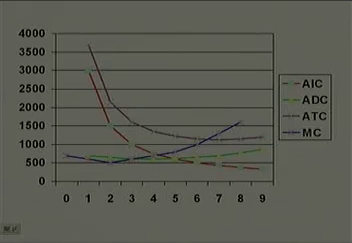Now this was as far as dealing with numerical problems is concerned. The same thing you can see in graphical manner. I have plotted the different values of AIC, different values of ADC, different values of ATC, and finally different values of MC. You may find that none of them are following a linear pattern. They are all following a non-linear pattern, and that is why we call them non-linear break-even analysis.